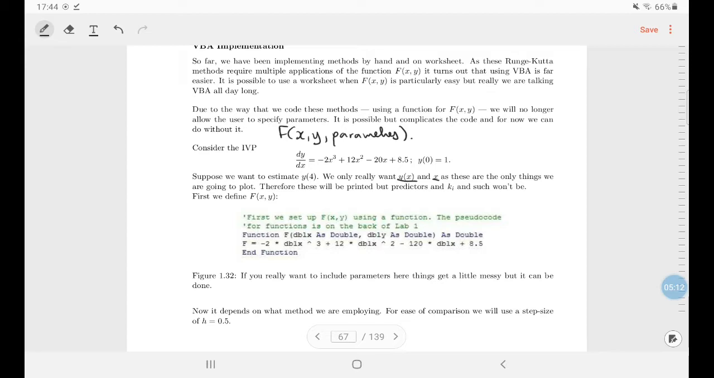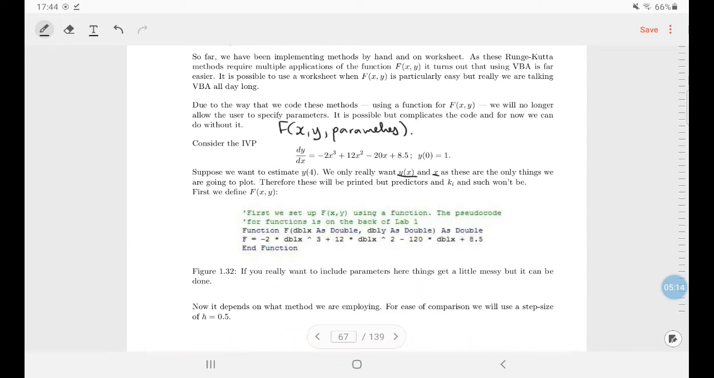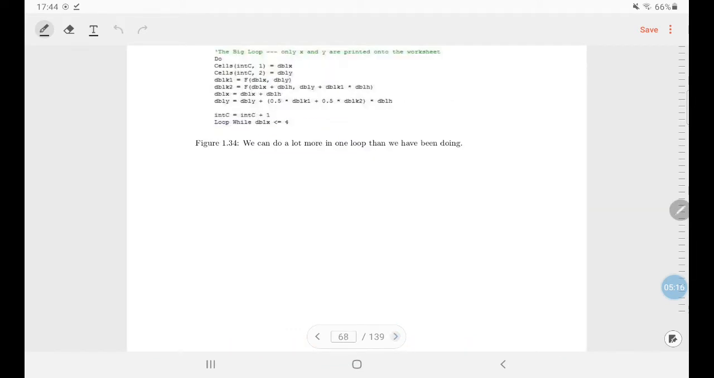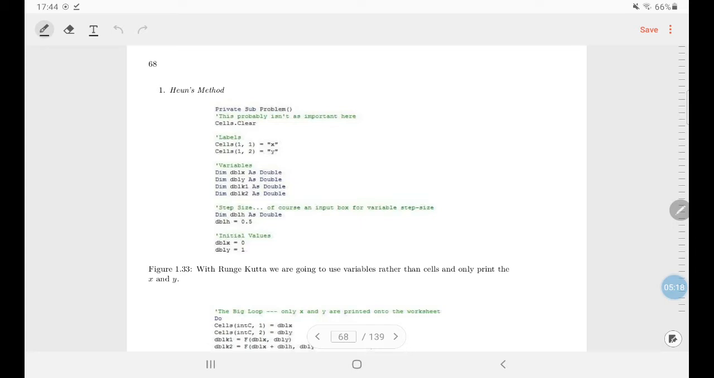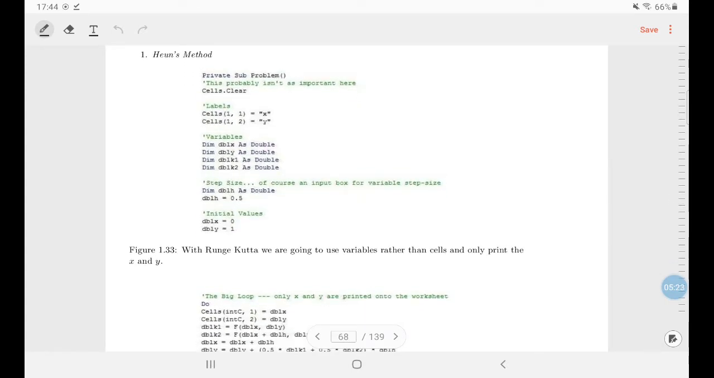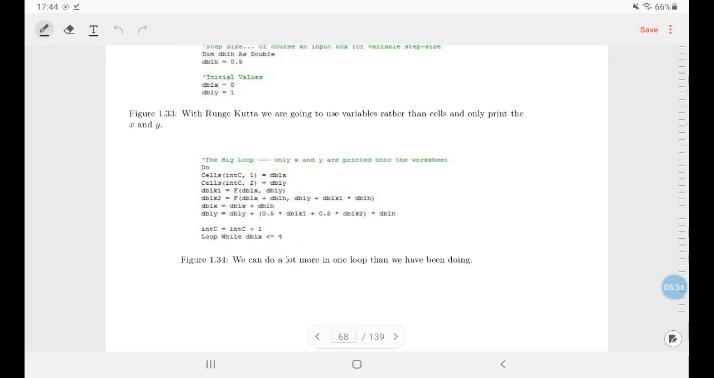Yeah. So the parameters make things messy. Now it depends on what method. So we're going to look at a step size of 0.5. Okay, so Heun's method. If you have your x and your y, and you've got four variables: x, y, k1, k2. Step size, initial values, and then let's see what you do.